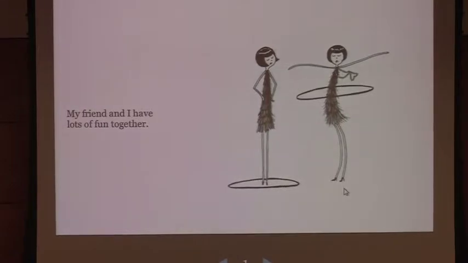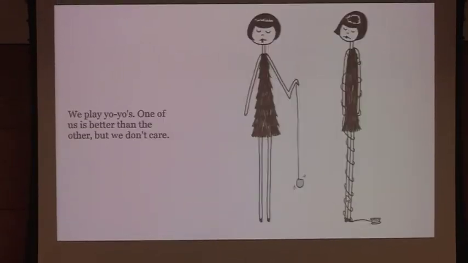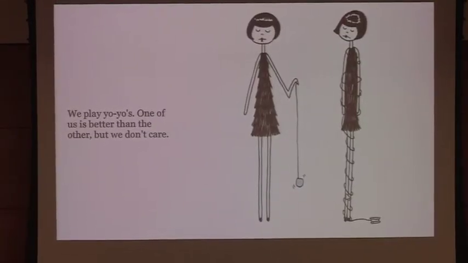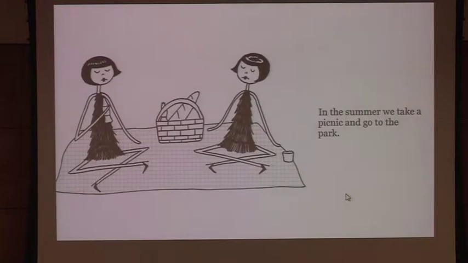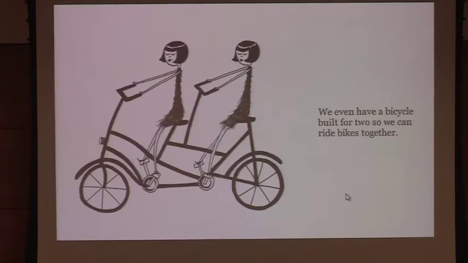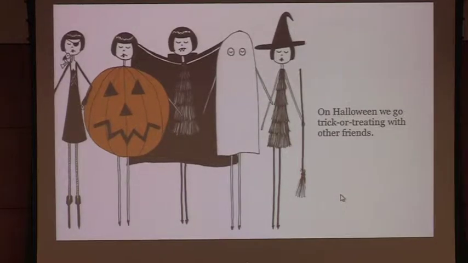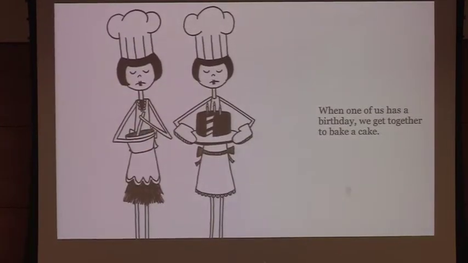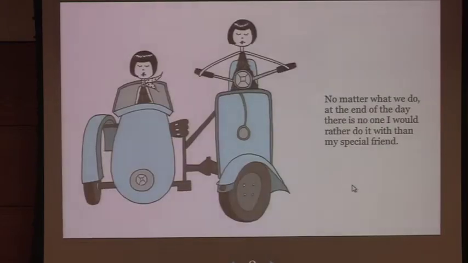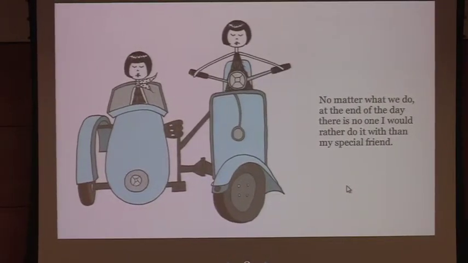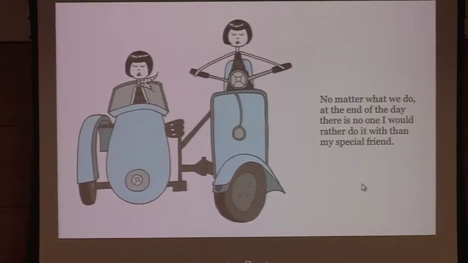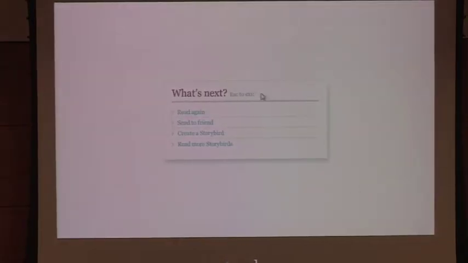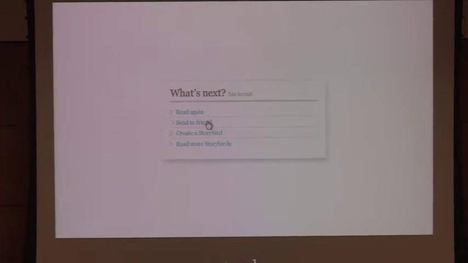And it just said, my friend and I have lots of fun together. We like to dance. We play yo-yos. One of us is better than the other, but we don't care. In the summer, we take a picnic, go to the park. We even have a bicycle built for 2, so we can ride bikes together. And then on Halloween, we go trick-or-treating. When one of us has a birthday, we get together to bake a cake. No matter what we do, at the end of the day, there's no one I'd rather do it with than my special friend.